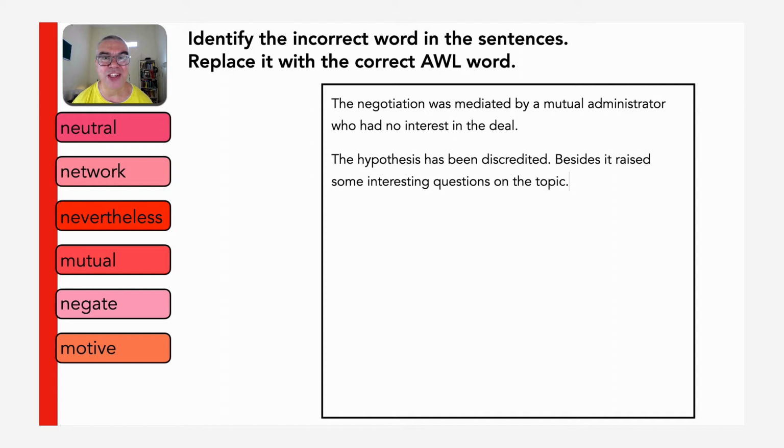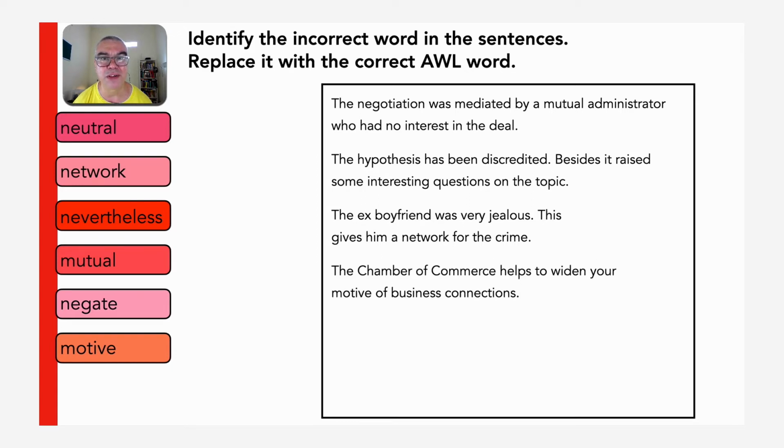The hypothesis has been discredited. Besides, it raised some interesting questions on the topic. The ex-boyfriend was very jealous. This gives him a network for the crime. The Chamber of Commerce helps to widen your motive of business connections. The countries neutrally agreed to open their borders to each other.